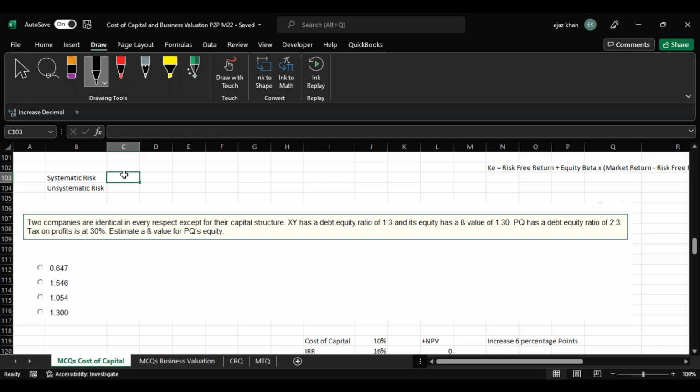Now, in order to reduce my risk, I may invest in other companies as well. So in case I lose from this company, I may gain from the other company. So in this way, I can reduce my risk, and this is called diversification of risk. So I can diversify this unsystematic risk by investing in other companies as well.